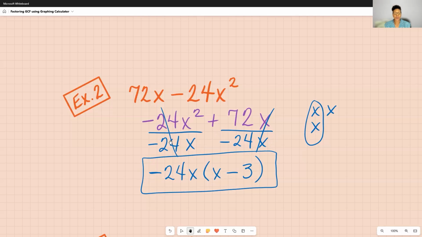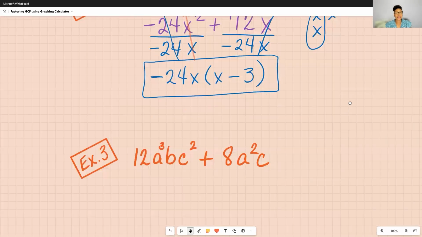So negative 24 divided by negative 24 is 1. We don't really have to write the 1, which leaves me with one x. I have two x's here, and when I divide, I'm going to get rid of one of these x's from the top and one from the bottom, but I still see an x left over. What's left over goes inside of the set of parentheses.